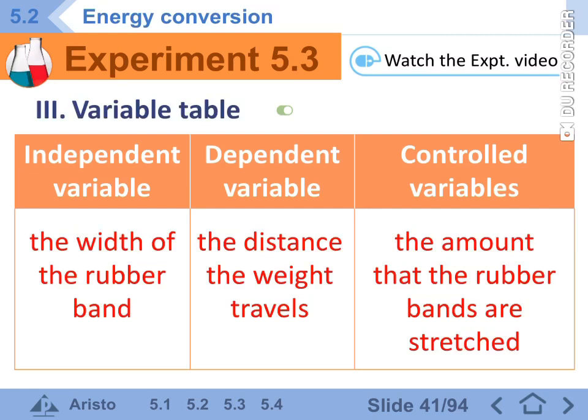In the middle one, the dependent variable is the distance the weight travels. That's something that we can measure. So we measure the distance it can travel. And the control variable is the amount that the rubber bands are stretched. So the stretching itself should be controlled.